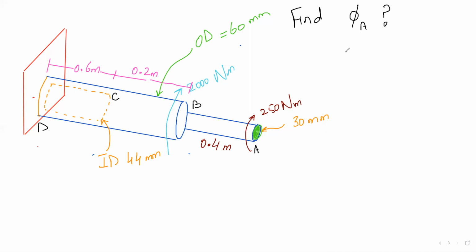For the first section, that is B. No, if you cut from here and you throw this chunk away, your torsion is going to be a supporting torque, there is a reaction torque. There is a reaction, of course.